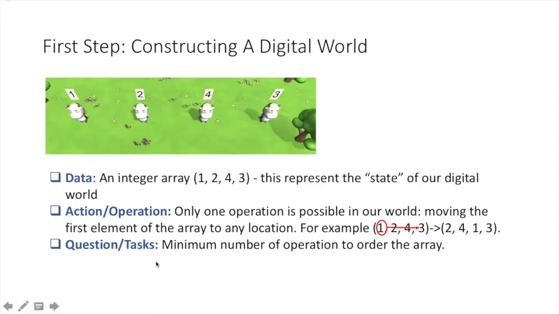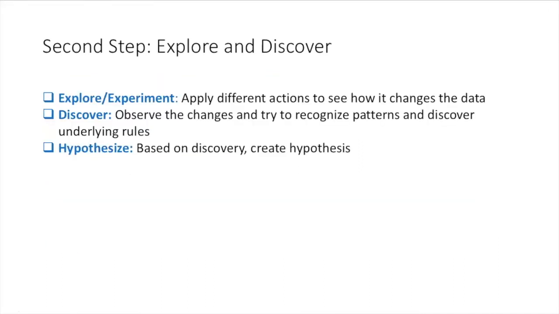Sometimes you want to order the list, sometimes you want to move something, but in this case, there's a question: what's the minimum number of moves that you need to make the cows in order, 1, 2, 3, 4, right? So this is what I meant by the digital world. In the first step of the abstraction process, you want to create the digital world. Now, the next step. What do you do in the digital world?